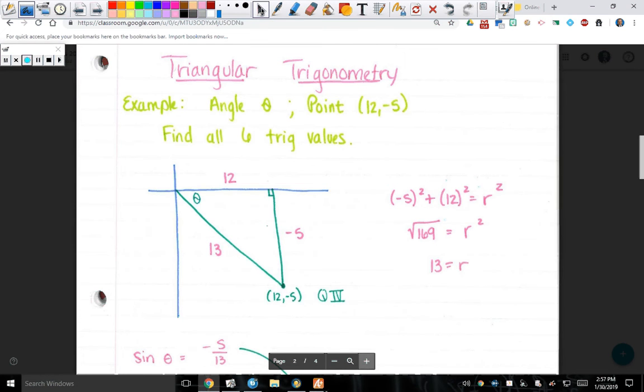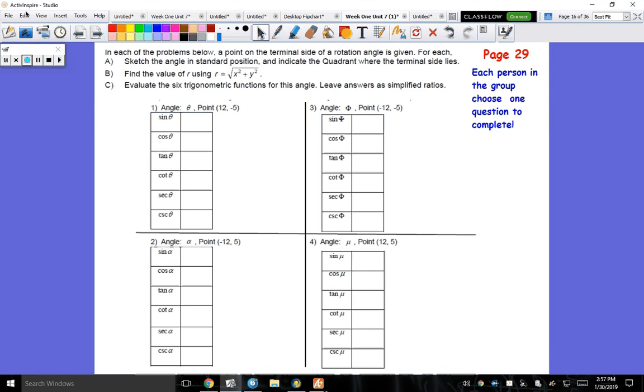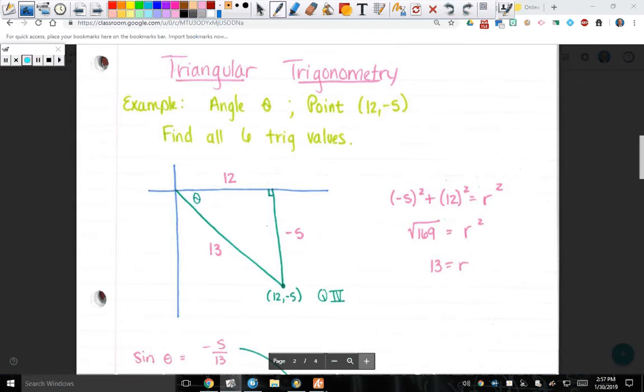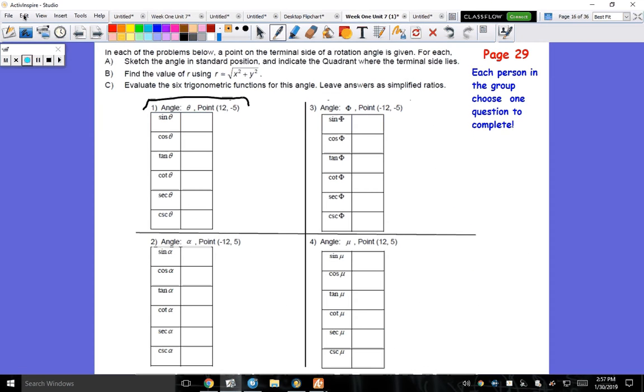On notes, watch what they do. This problem right here of 12, -5 is what we're going to do for this here in just a bit, okay? So let's come back over here and do it on this page. Here we go.